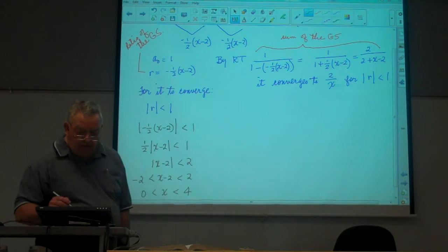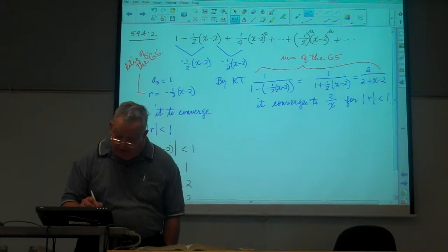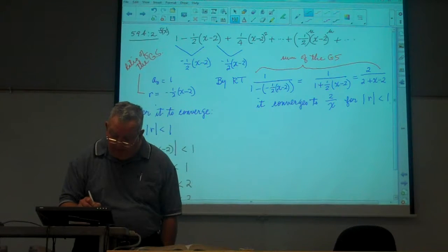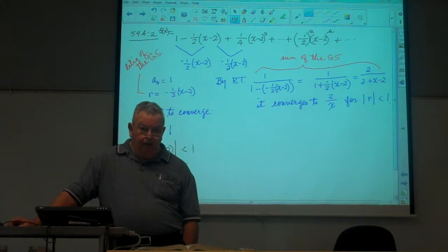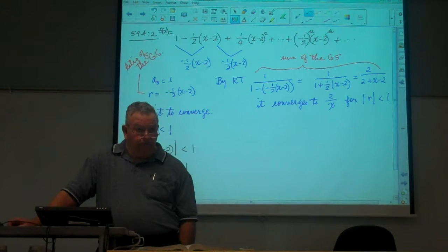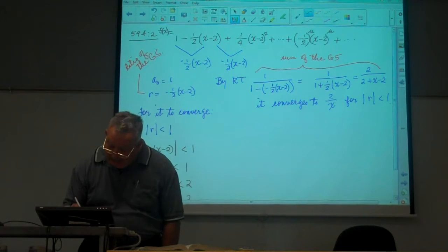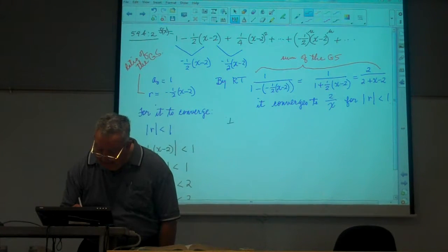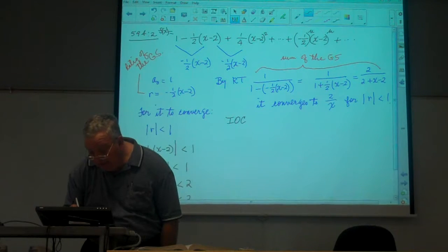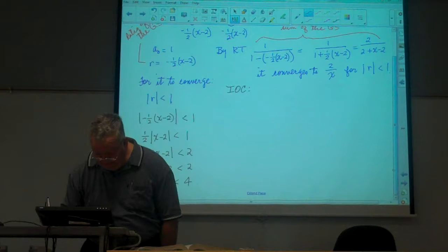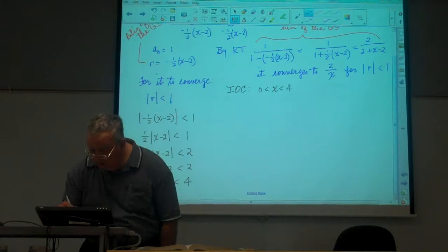We're dealing with some function f of x that we can't do anything with, that we make a power series out of. And I want to know, for what values can I use that power series? Follow? Okay? So right now, I know that the interval of convergence is x between 0 and 4.